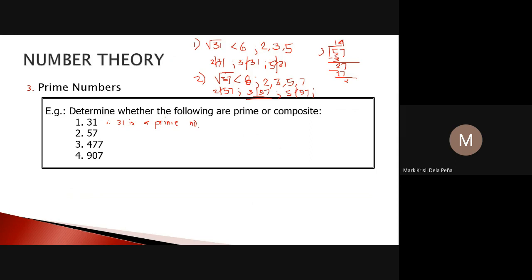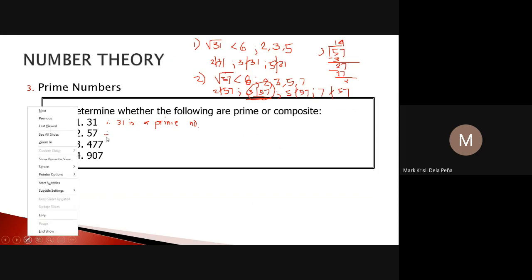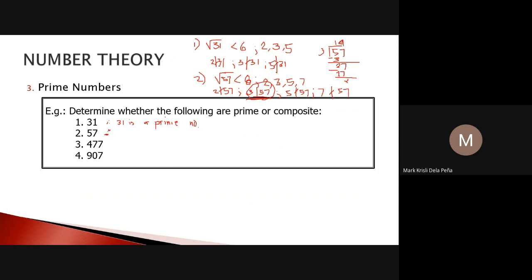I think not, because 7 times 8 is 56, which leaves a remainder of 1, which means 7 does not divide 57. However, since there is one prime number that divides 57, therefore, 57 is a composite number, or is not a prime number.